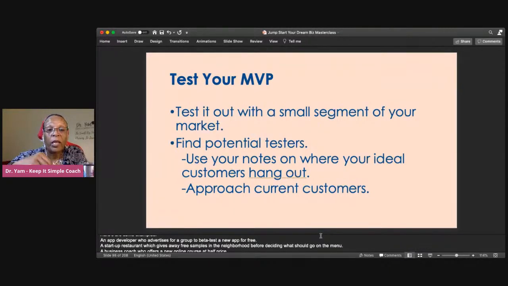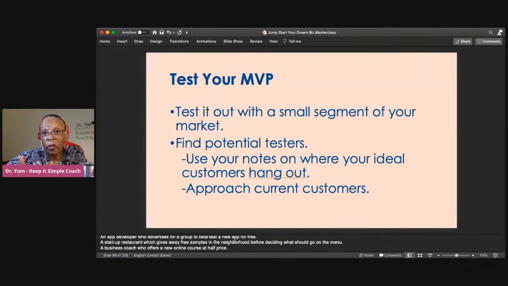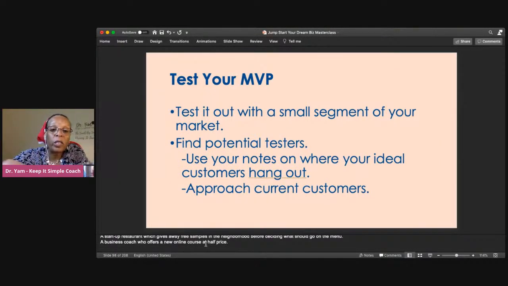So a couple of examples. An example could be an app developer who advertises for a group of beta testers on a new app, and they're giving it to them for free because they want people to use it and they want the feedback. It might be a startup restaurant, and they're going to give away free samples in the neighborhood to test out their menu selection and their food and their spices, and get feedback from the community because that's who they're serving. And especially as people may be driving in, you want your local community to be just as much a part of the buy-in as consumers, as those that might see it worth traveling to as a destination place to consume the food. Business coaches are offering their new online courses at maybe, I don't want to say half price, but adding more value than what they would normally have.